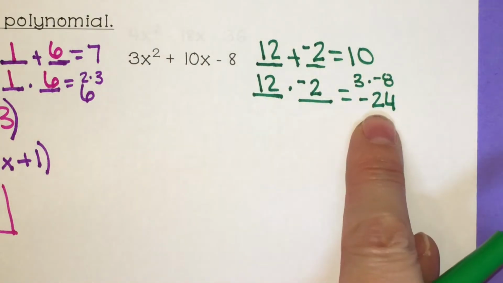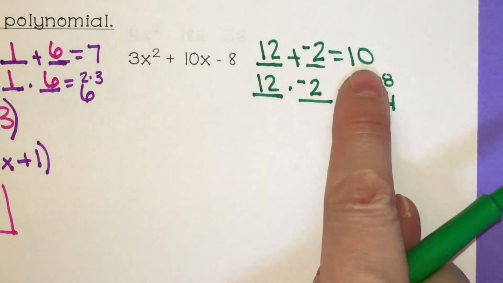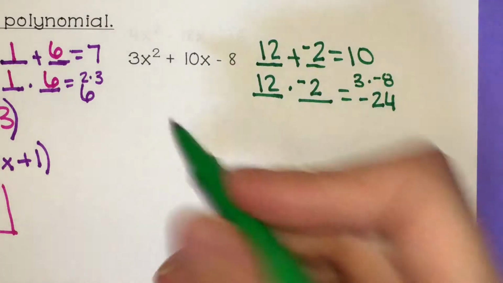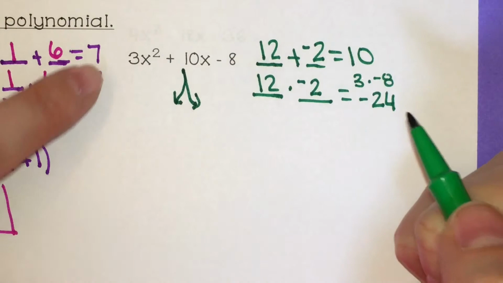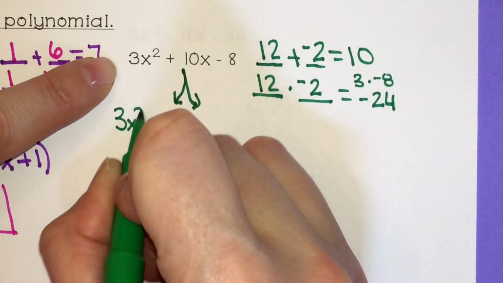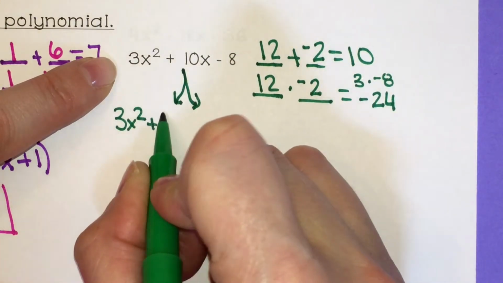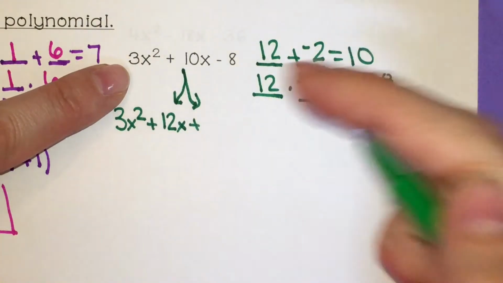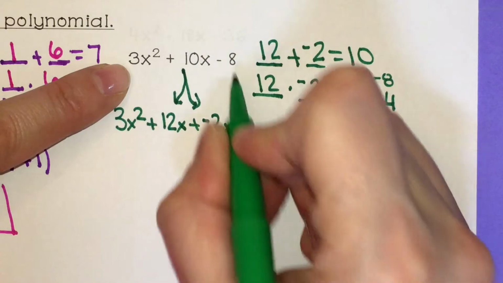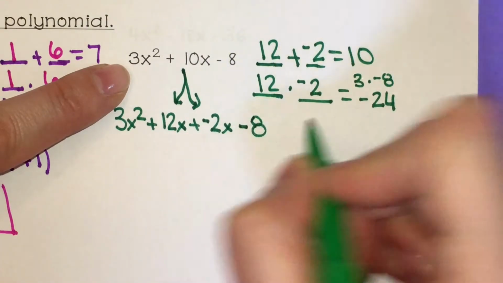So 12 times negative 2 is negative 24. 12 plus negative 2 is positive 10. So that just splits our 10x into two terms. So I'm going to bring down my 3x squared plus 12x plus negative 2x, bring down the minus 8.